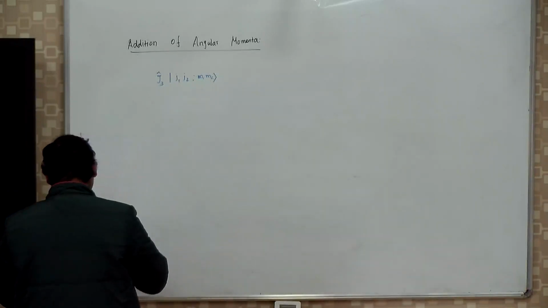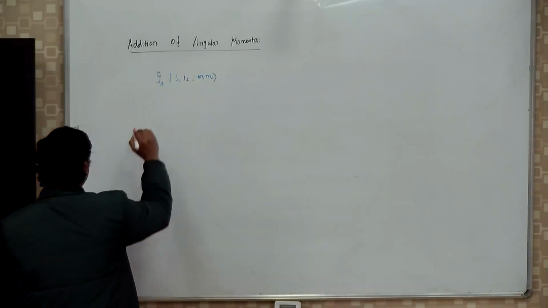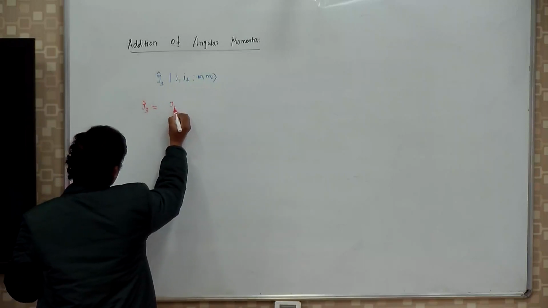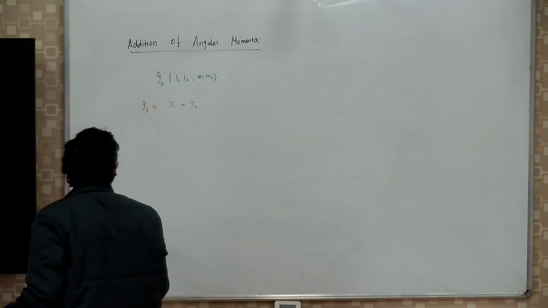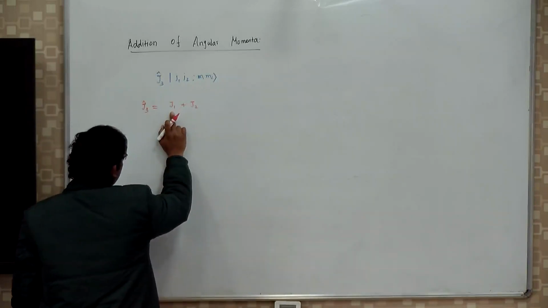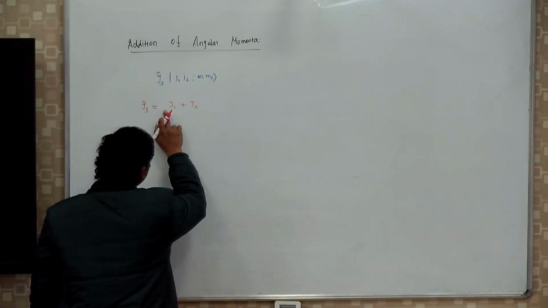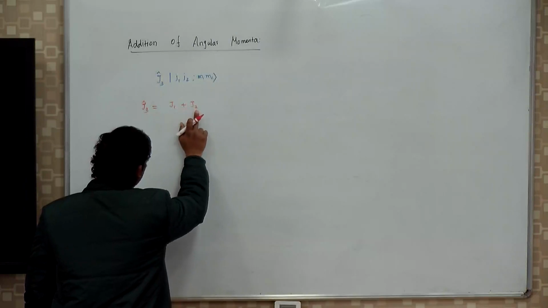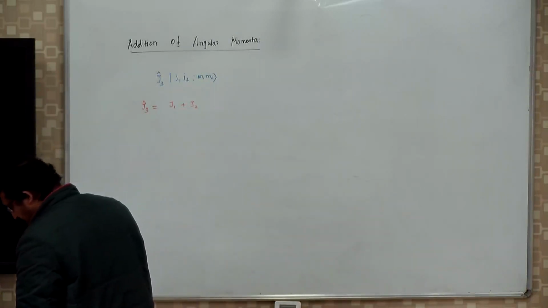Fine. Let us start with J3, which is given as J1 plus J2. If we are combining these two systems, H1 and H2, then we will get H3. So the addition of two angular momenta J1 and J2 will give you J3.